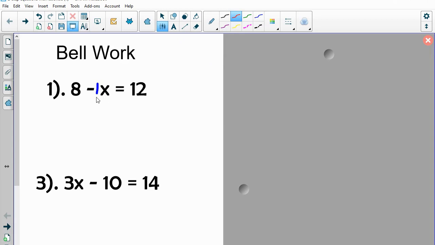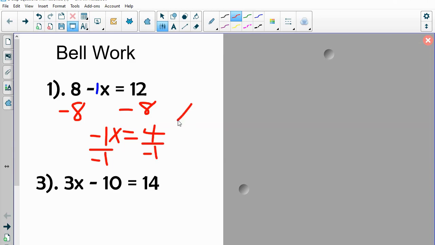So in order to solve it, we have to start by subtracting 8 from both sides, because we undo the addition or subtraction first. That leaves us with negative 1x equals, and 12 minus 8 is 4. The next step would be to undo this multiplication of negative 1 by dividing by negative 1. And then the end result would be x equals negative 4. So the first one would be negative 4.